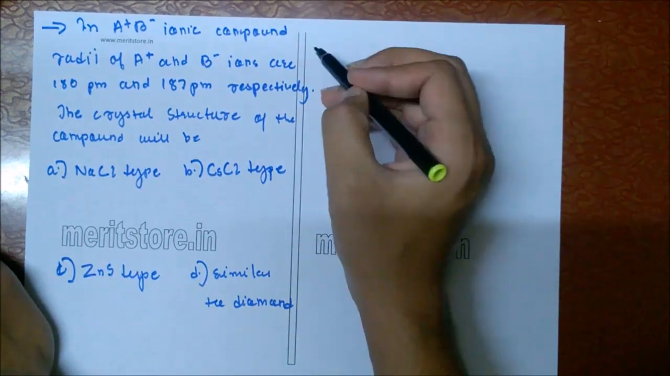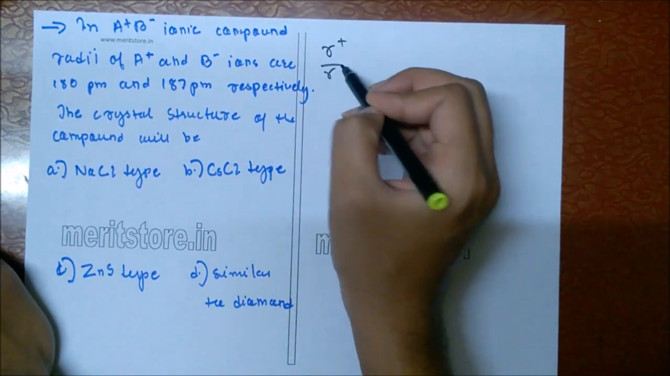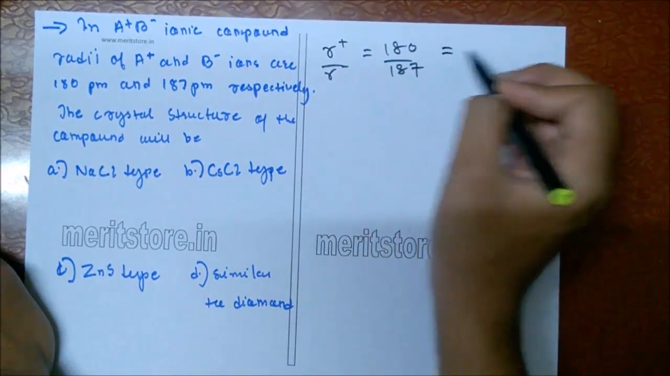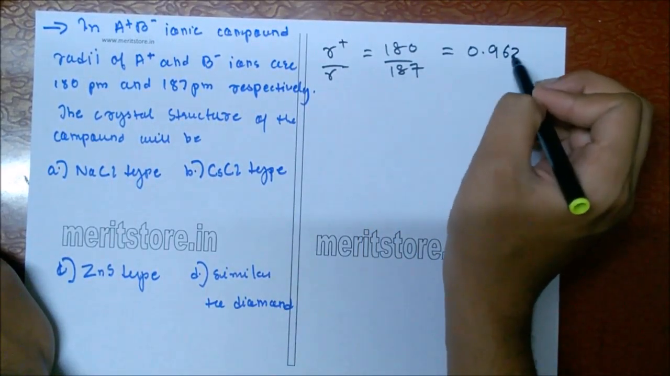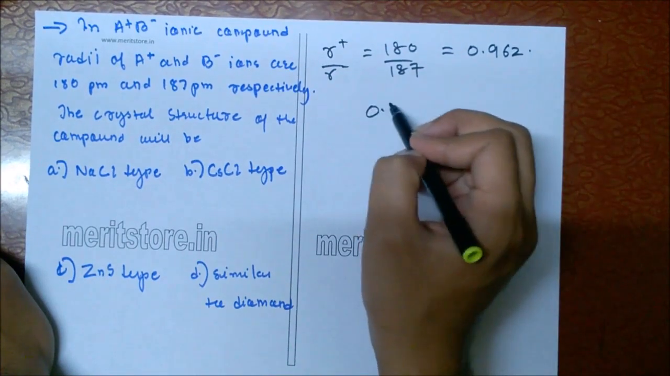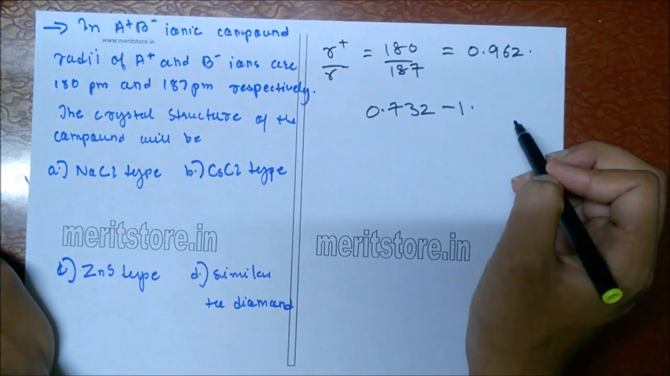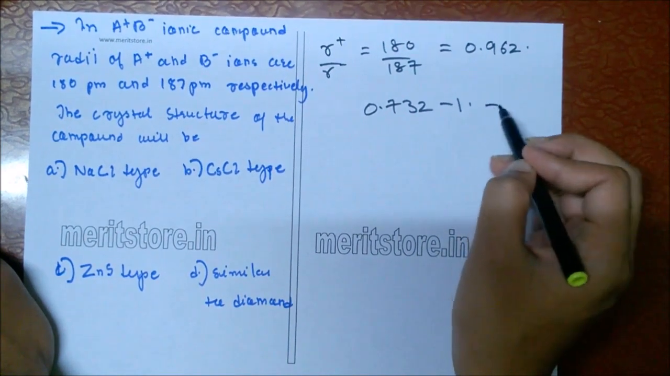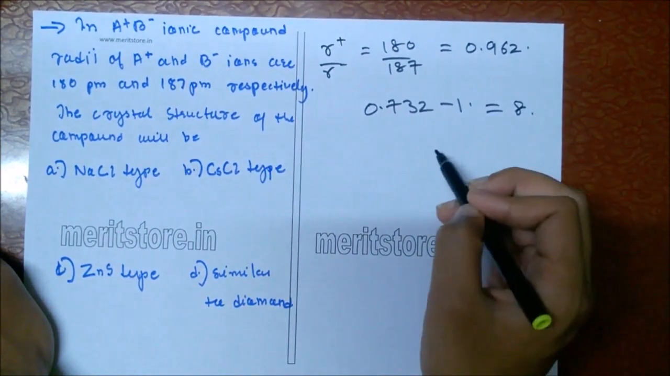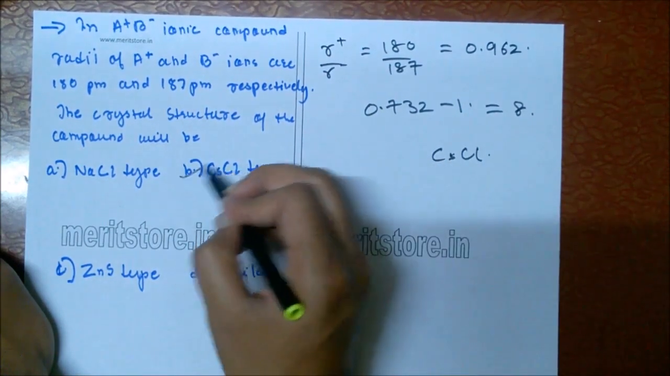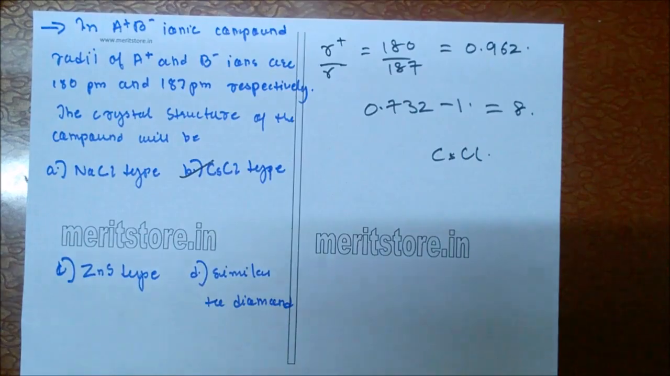The radius ratio for cation and anion is equal to 180 divided by 187, which is 0.962, which lies in the range of 0.732 to 1. Hence, the coordination number is equal to 8, that is, the structure is CsCl type. So, option B is the correct answer.